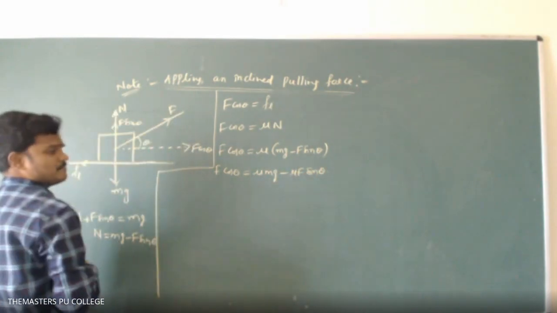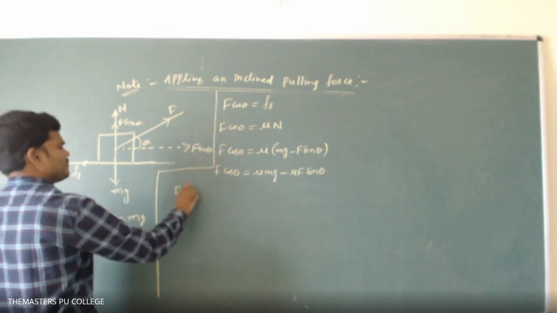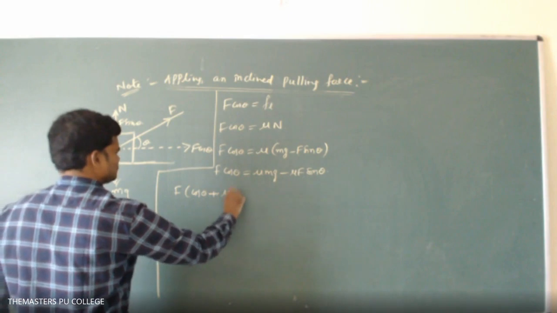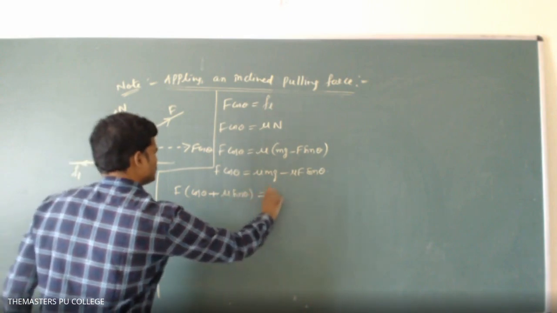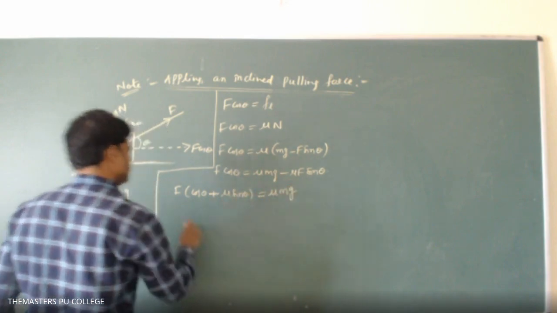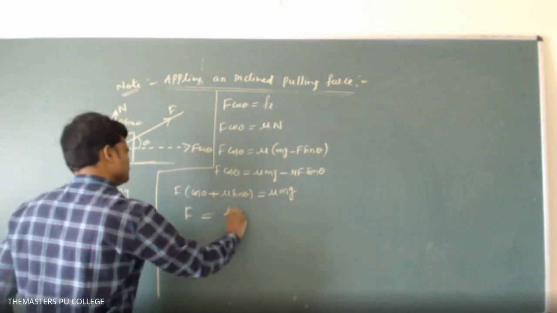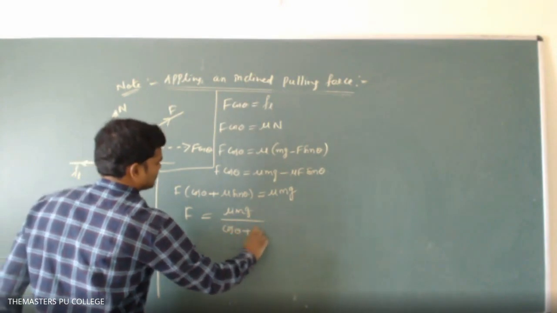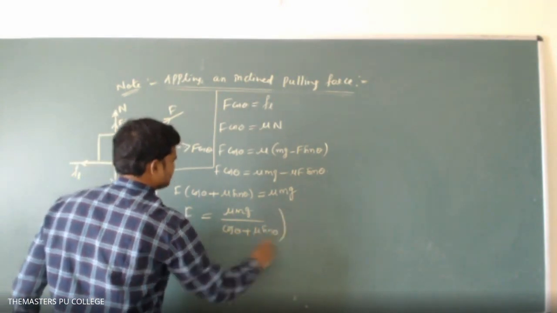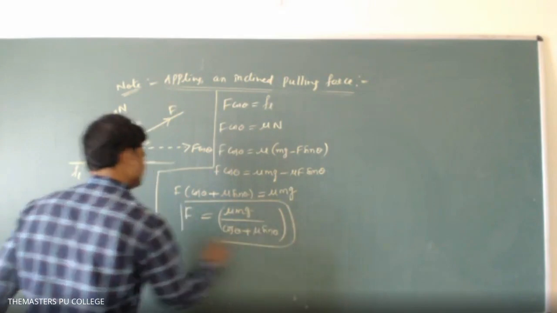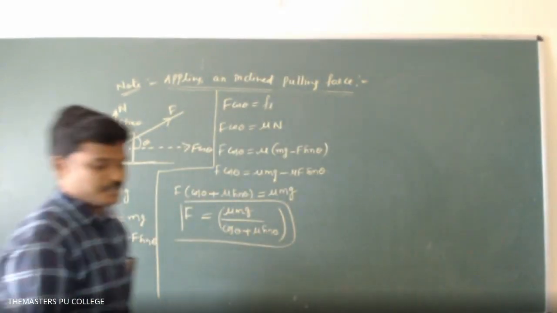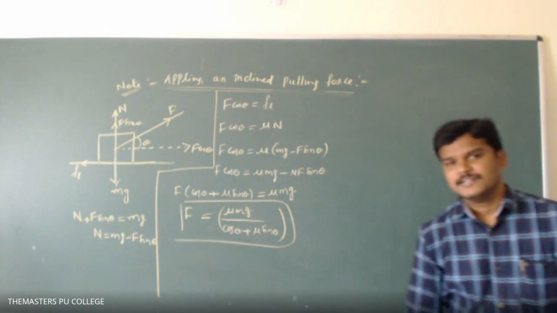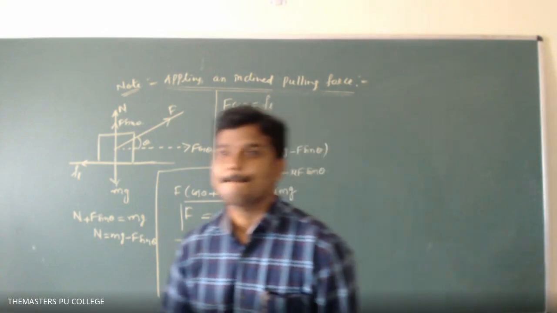Take this F left side, mu F sin theta left side. Take F common: cos theta plus mu sin theta, which is equivalent to what? Mu mg. Anyone got this equation? Please respond. Anyone? Yes, sir. Got this one? Yeah, very good. If you want, you can extend the steps also. Means how to extend the steps? Tell me. Shall we write mu as tan phi?